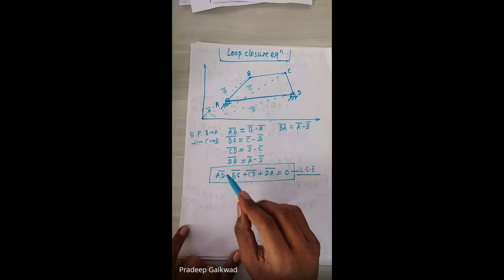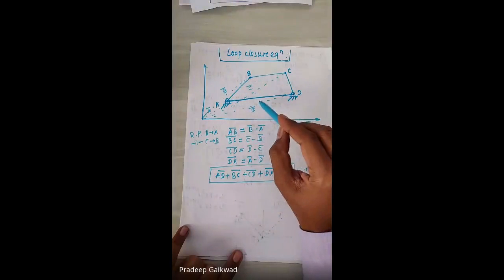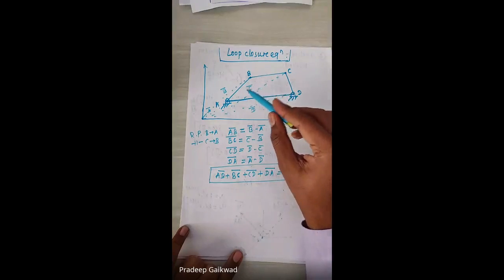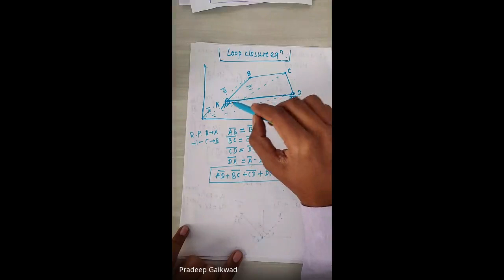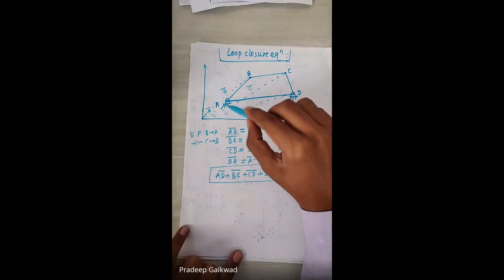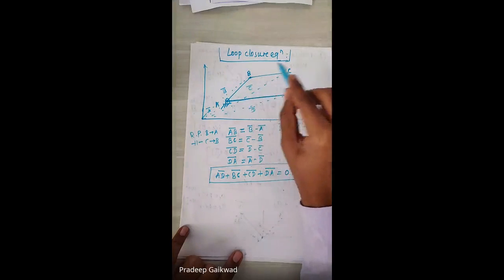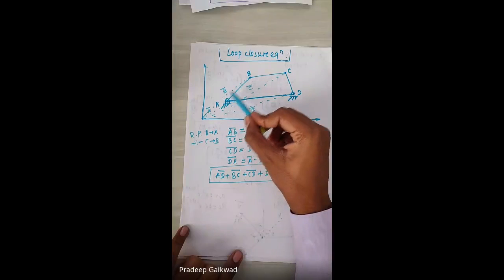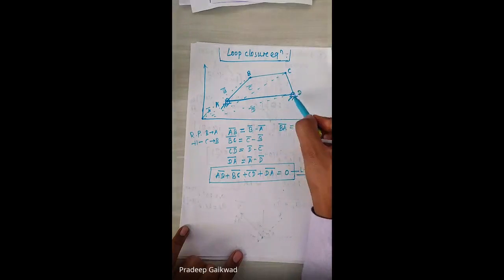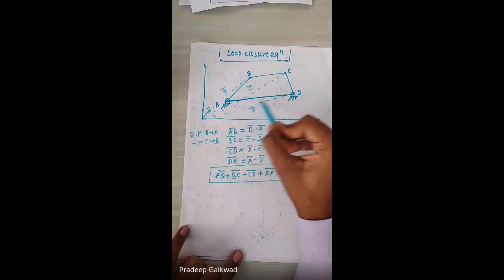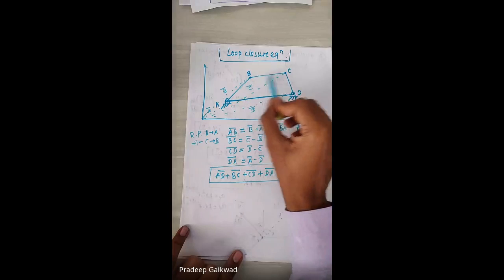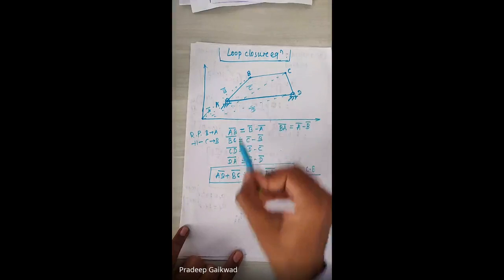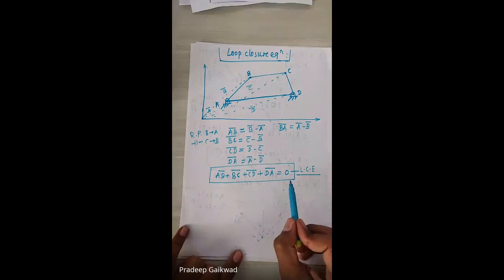So what I said is, if I consider links in a mechanism forming a closed loop, of course it must form a loop, and I add the relative position vectors taken in order, then their sum must be equal to 0. You can observe here, I started with vector AB, then BC, then CD, and then DA. I have not written AD; I wrote DA, CD, BC, and AB. So AB plus BC plus CD plus DA must be equal to 0. This is your loop closure equation.